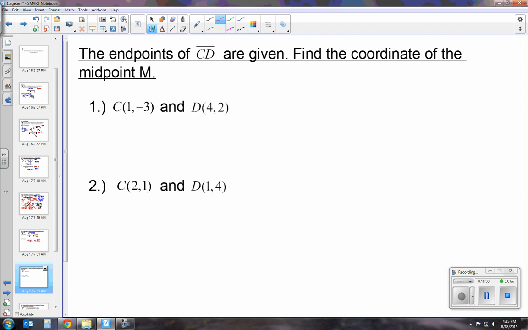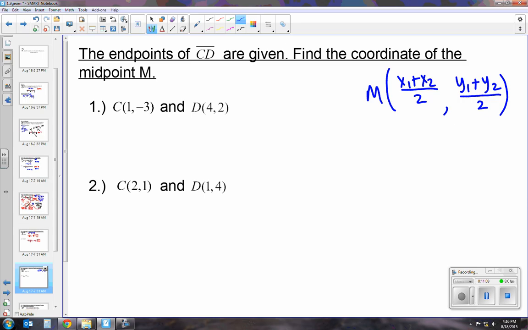All right, what I have next is endpoints of line segment CD, but the endpoints this time aren't just two numbers. I give you two coordinates. So if I give you two coordinates and I ask you to find the coordinate of midpoint M, then this is where we use the midpoint formula. So when I give you two coordinates, we use the midpoint formula. If we're going to write the midpoint formula down, it's x sub 1 plus x sub 2 over 2, and then y sub 1 plus y sub 2 over 2.